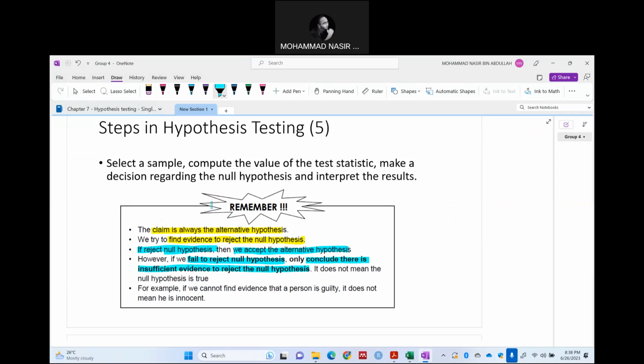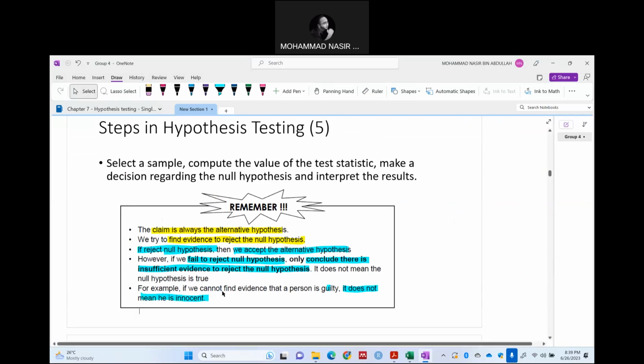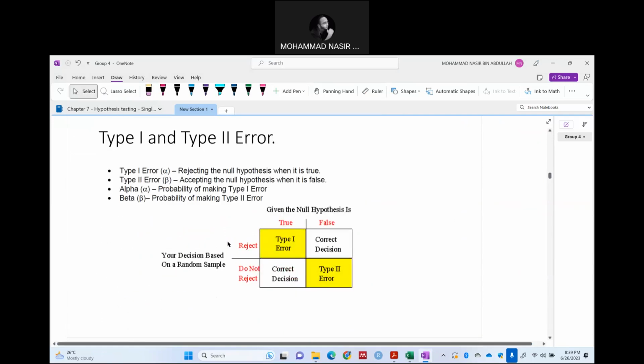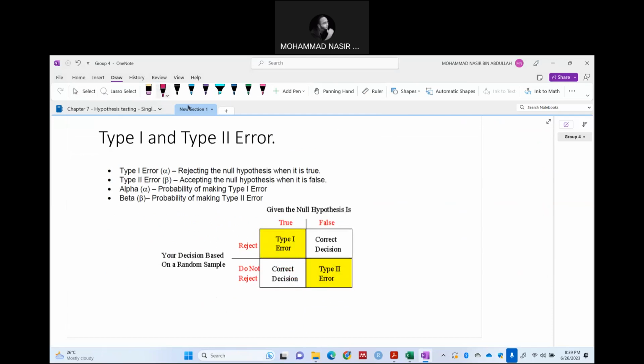If we fail to reject the null hypothesis, we can conclude that there is insufficient evidence to reject the null hypothesis, right? For example, if we cannot find evidence that a person is guilty, it does not mean that he is innocent. Right? So this is a simple example.